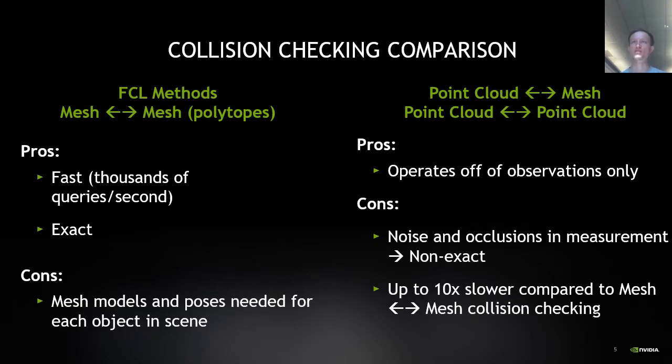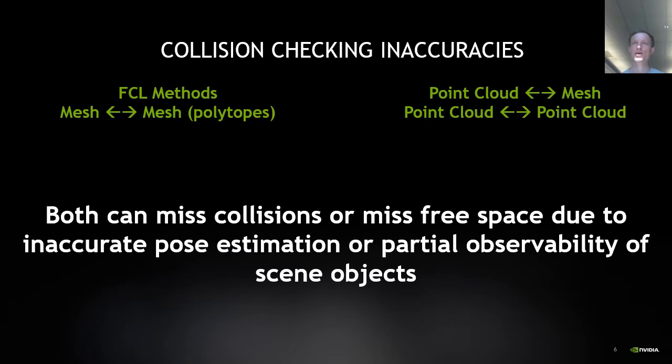There are benefits and drawbacks to both approaches. Namely, the mesh-to-mesh collision checking methods are very fast and exact, but require accurate mesh models and poses for each object in the scene, while the point cloud methods operate solely based on observations, but can be significantly slower and are not exact. In both cases, there may be inaccuracies in collision detection due to pose estimation errors or due to partially observable point clouds. In our work, we consider the case where mesh models are not available for the objects in the scene, but at the same time strive for the fast computation time of the mesh-to-mesh collision checking methods.